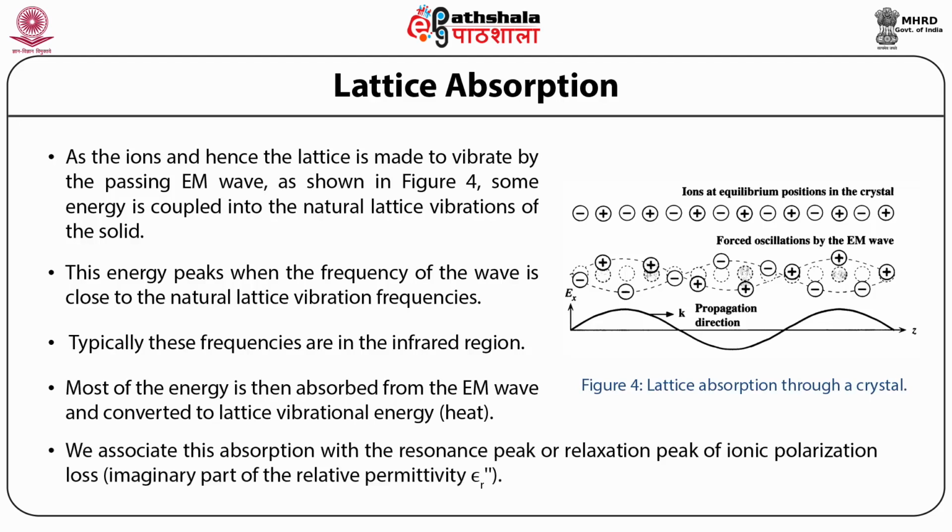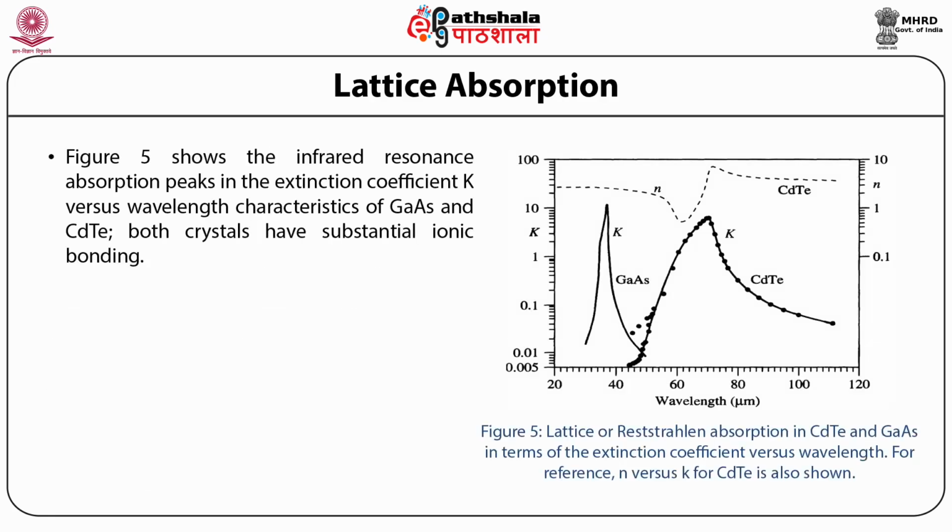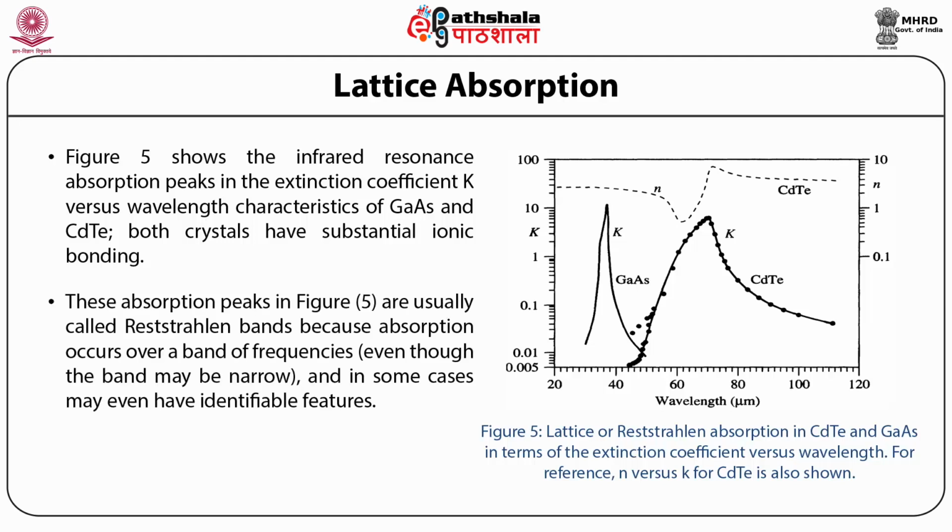We associate this absorption with the resonance peak or relaxation peak of ionic polarization loss, that is, the imaginary part of relative permittivity epsilon r double prime. Figure 5 shows the infrared resonance absorption peaks in the extinction coefficient K versus wavelength characteristics of gallium arsenide and cadmium telluride. Both crystals have substantial ionic bonding. These absorption peaks in figure 5 are usually called Reststrahlen bands because absorption occurs over a band of frequencies, even though the band may be narrow, and in some cases may even have unidentifiable features.